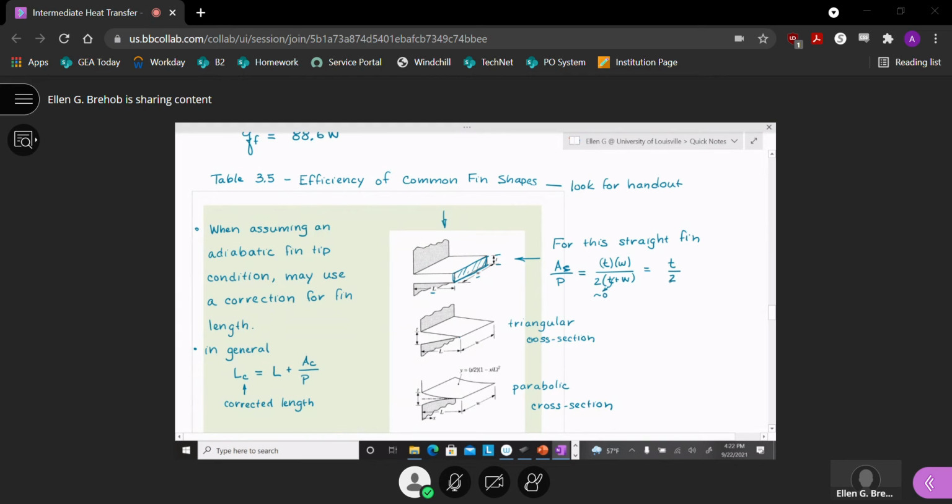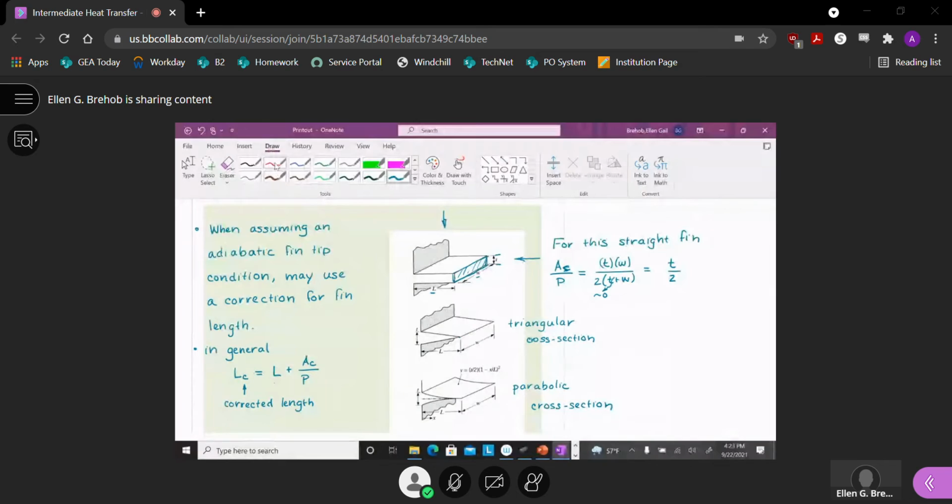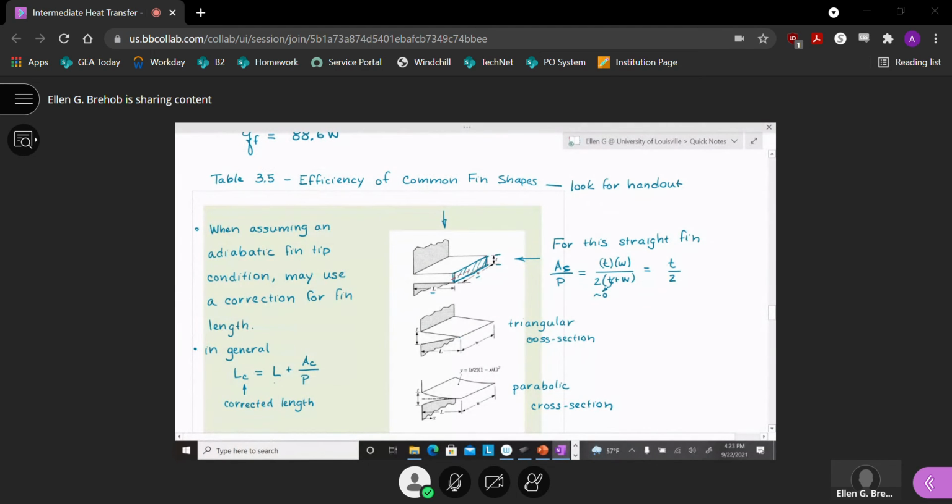So our addition to the length to get a corrected length is t over 2. If you were imagining this, I think this one is kind of easy to think through. They're just saying, I know I got convection off of this whole face. And if I wanted to account for this fact, adiabatic fin tip is an easier condition. We saw the math is easier, comes out a little more simplified. So that's where they like to do that.